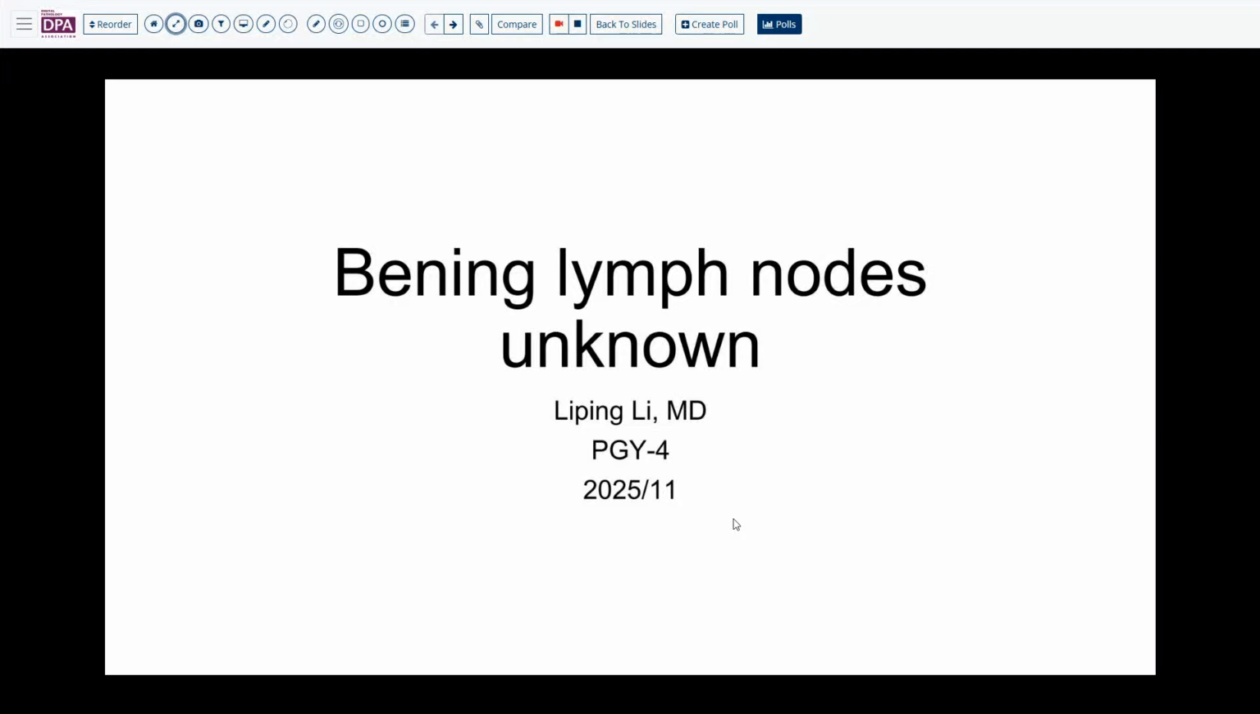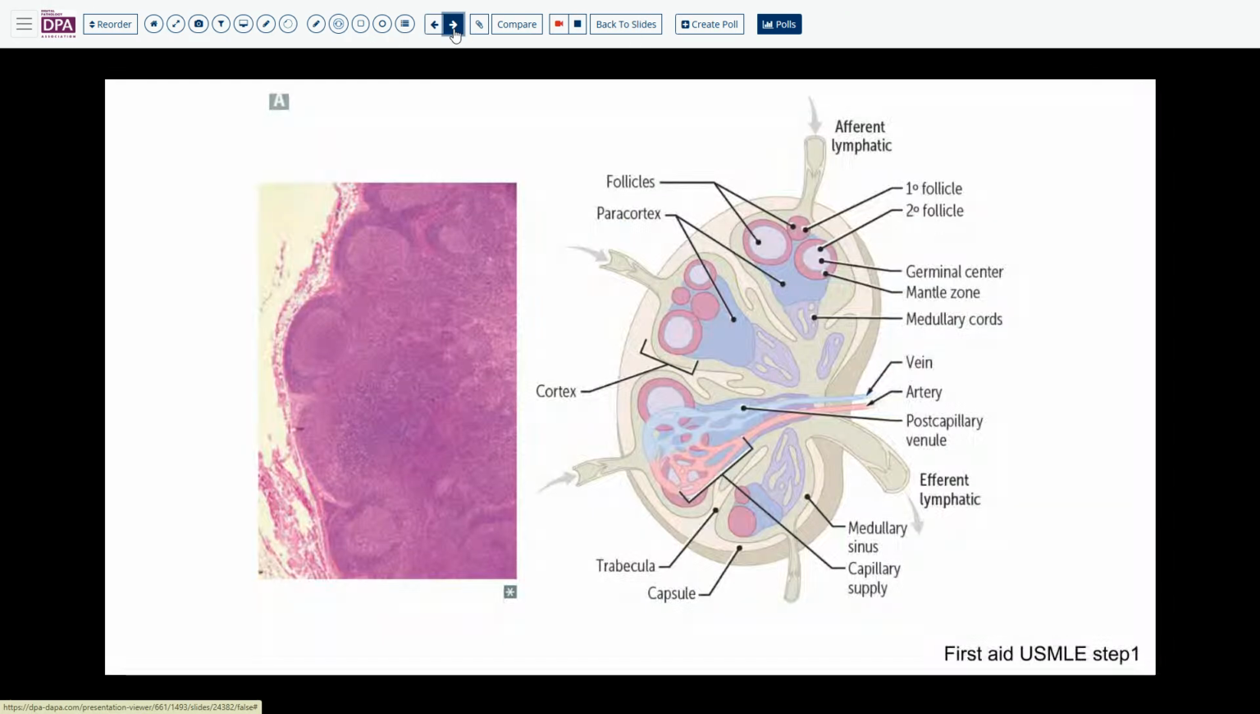Okay, let's get started. It should be quick. So let's go through some benign lymph node unknowns. Some are really difficult to find a virtual slide for, so I just put an image there. Let's go through quickly the normal pattern recognition of a normal lymph node.